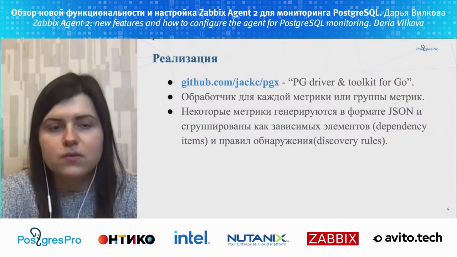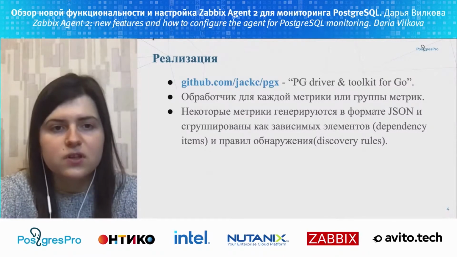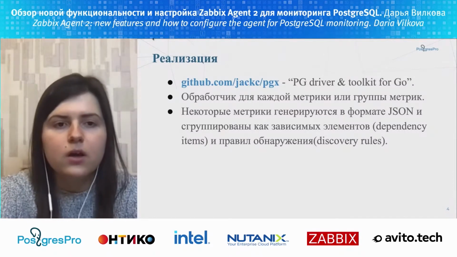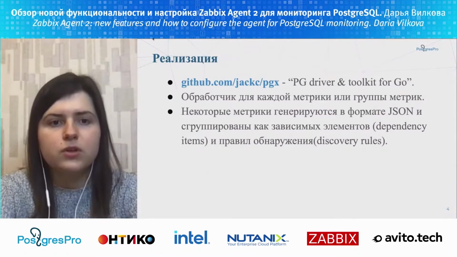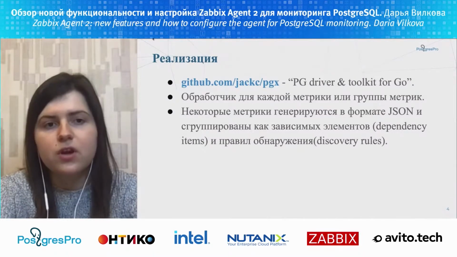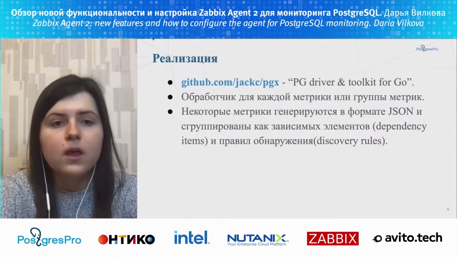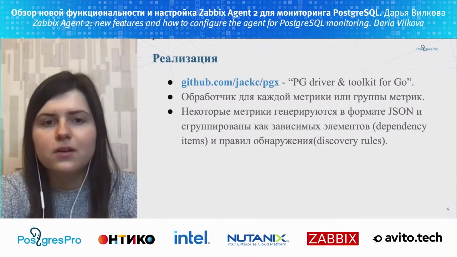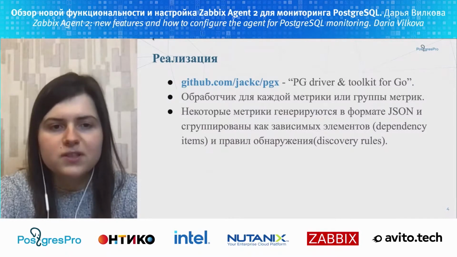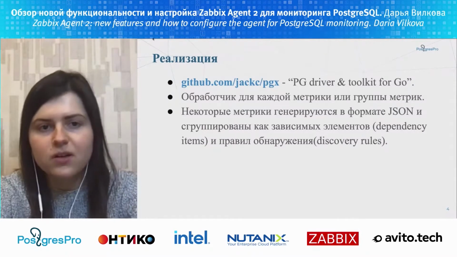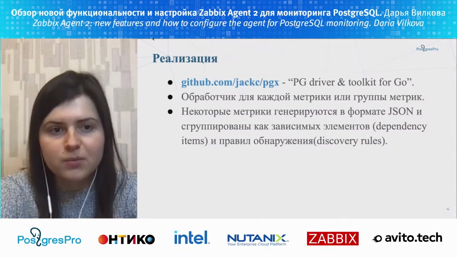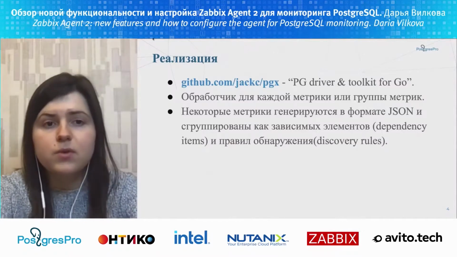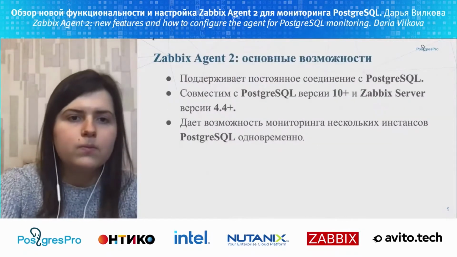To connect with Postgres, we use PGX. It's a fast driver written in the Go language. It supports an SQL interface that enables operating with all SQL-similar databases. A handler is the basic unit of the plugin. It assembles metrics or groups of metrics. We try to optimize the operation of the database, grouping several metrics and using Zabbix functionality like discovery rules, dependency items, and others.